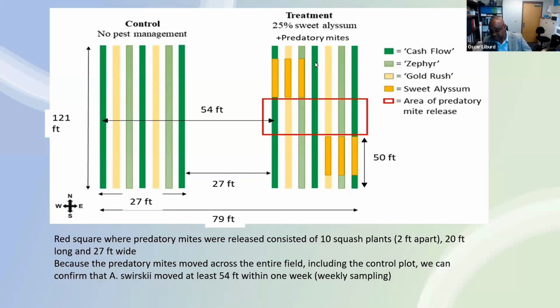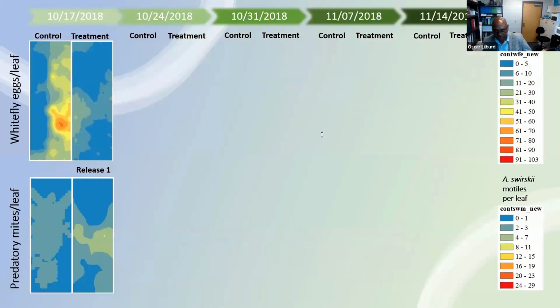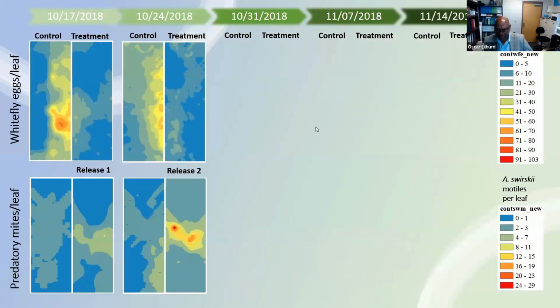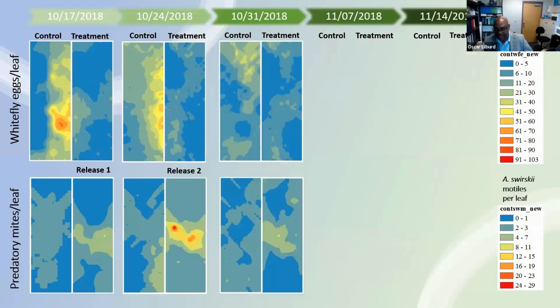Notice where the sweet alyssum is in the field. The area in dark yellow is where the sweet alyssum is planted. All of the other rows represent cucurbit plots. Now, these graphs give you an indication as to what was happening in the field as we sampled throughout.